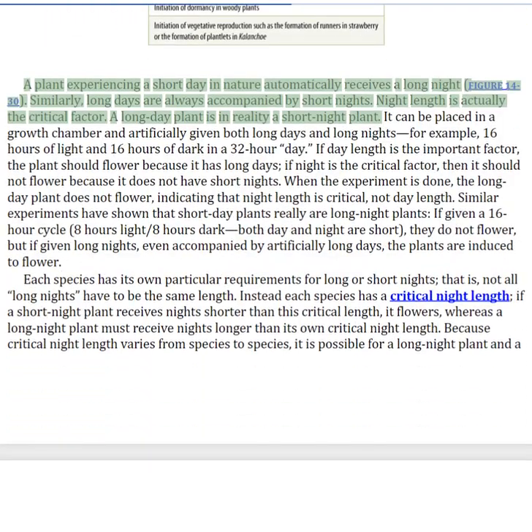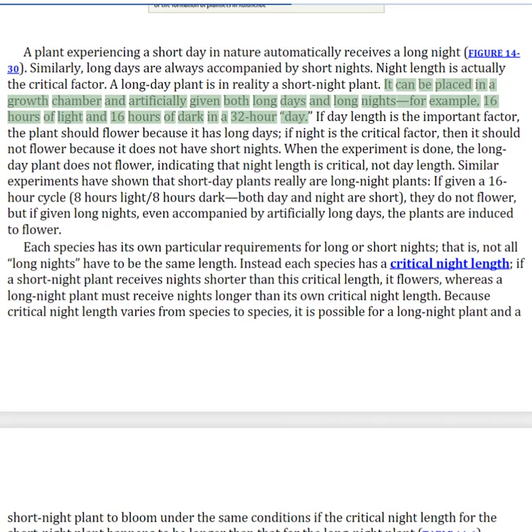A plant experiencing a short day in nature automatically receives a long night. Similarly, long days are always accompanied by short nights. Night length is actually the critical factor. A long day plant is in reality a short night plant. It can be placed in a growth chamber and artificially given both long days and long nights, for example, 16 hours of light and 16 hours of dark in a 32-hour day.